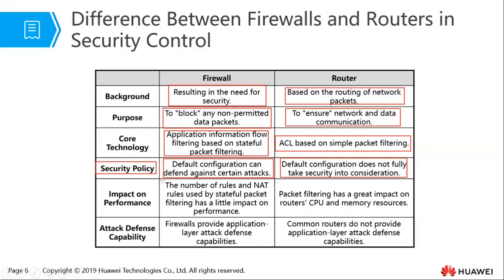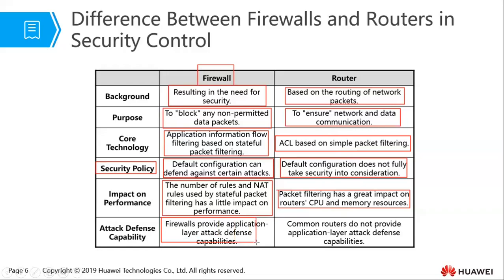Impact on performance: the number of rules and network address translation rules used by stateful packet filtering has little impact on performance, because a firewall is a dedicated device. It has its own CPU and memory. Here, when you do packet filtering, it has a great impact on the router's CPU and memory resources, and it may actually cause forwarding delays due to processing delays. So it is important that you don't configure a lot of security policies on your router.